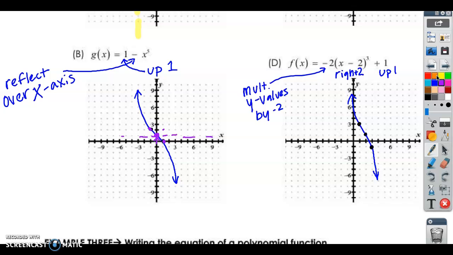We are going, and this is from Unit 1, right 2 and up 1, and then all the y values will need to be multiplied by negative 2. So yes, the graph is also going to flip because it's got a leading coefficient of a negative. So from 0, 0, you're going to move right 2 and up 1 to get your new 0, 0.